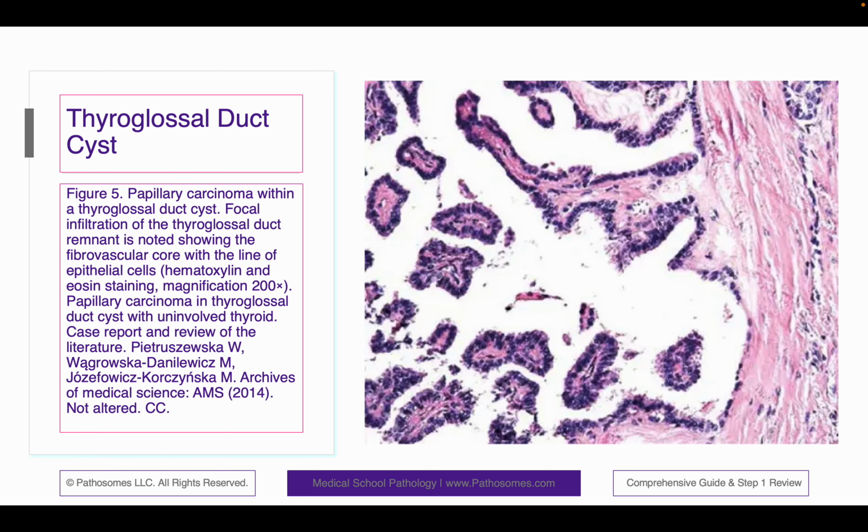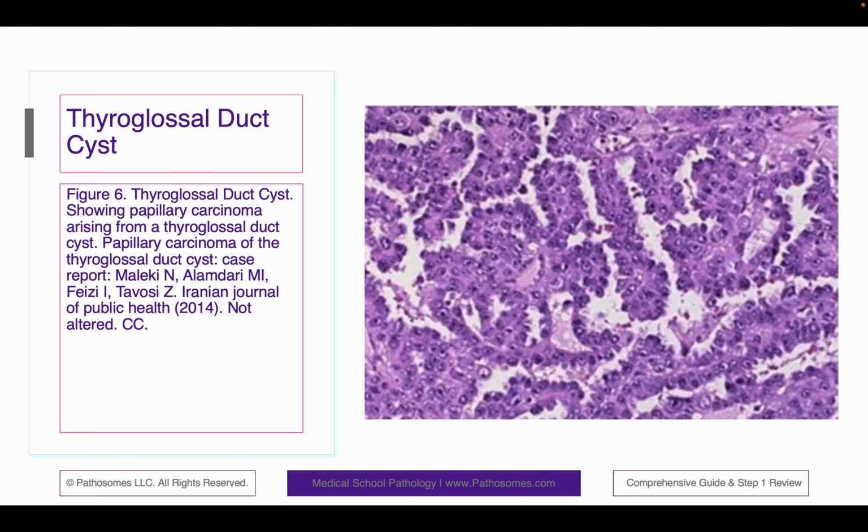And here we have a histology of a papillary carcinoma that was within a thyroglossal duct cyst. Note the papilla present. And here we have a papillary carcinoma that was in a thyroglossal duct cyst.